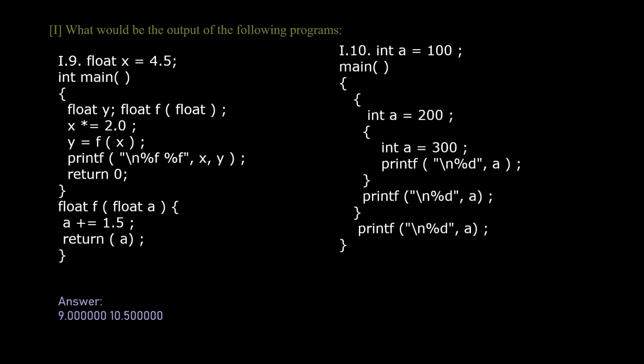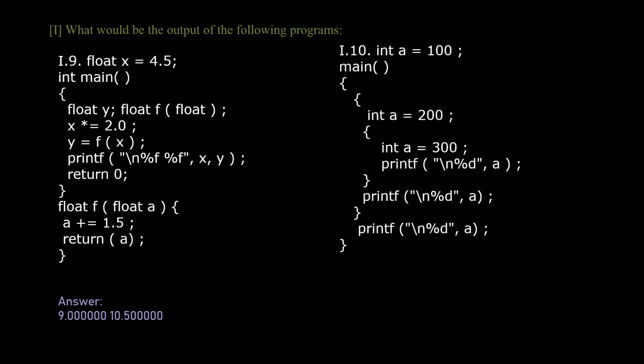Let's see 10th question. a equal to 300 is a global, and inside main we have one block, inside which again we have defined a equal to 200. Inside this block again we have defined int a equal to 300. So the block in which we are, that is having high precedence over the global value. The local value will take high priority. So here it is 300.